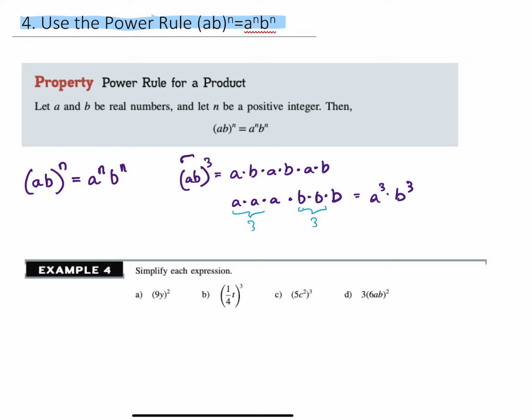So we can effectively distribute the exponent in there. But again, this only works if things are multiplied inside. We could not say if this was a plus b to the nth power, that this is a to the nth power plus b to the nth power. This is not true, but it's a really easy mistake to make. If we have something like this, we'd have to FOIL things out.